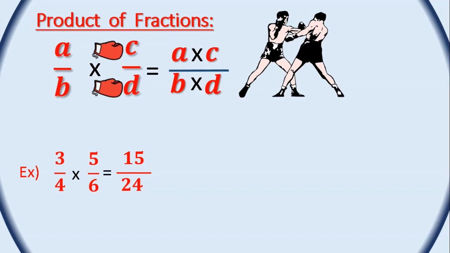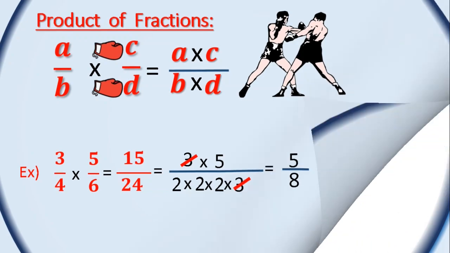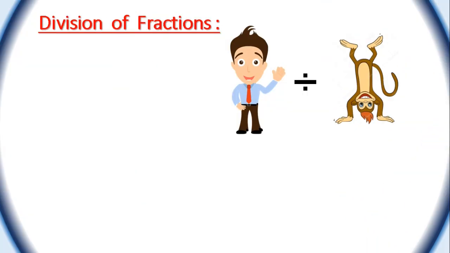But we have to reduce this fraction. 15 is 3 times 5 and 24 equals to 2 times 2 times 2 times 3. 3 goes with 3 and the final answer will be 5 over 8, which is an irreducible fraction. Very good. Now let's talk about the division of fractions.